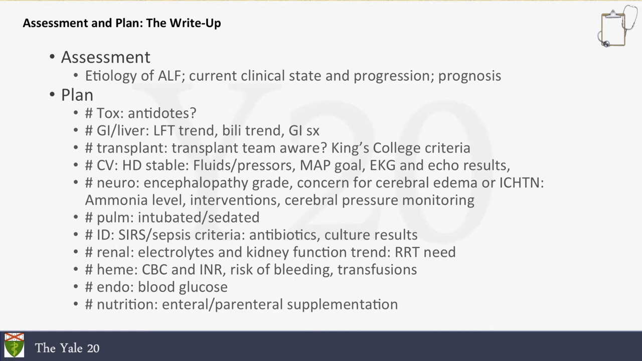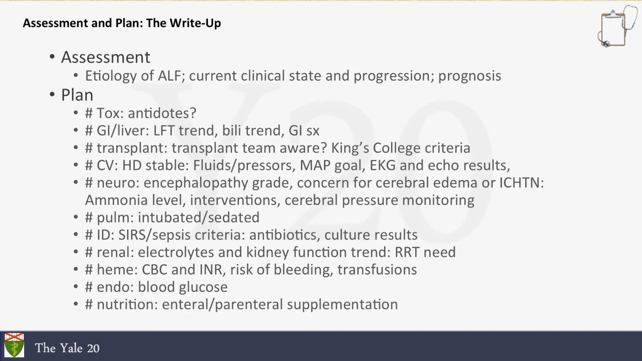What is their ammonia level? Remember that ammonia level greater than 100 is a risk factor for the development of cerebral edema and intracranial hypertension. Are we measuring their cerebral pressure? Are we employing any interventions to decrease the risk of intracranial hypertension, such as hypertonic saline? For the pulmonary section, we can comment on whether they're intubated, sedated. If not, how stable is their airway? Moving on to infections, are we concerned for an infection? Are we giving antibiotics? Is there any growth in the blood cultures?